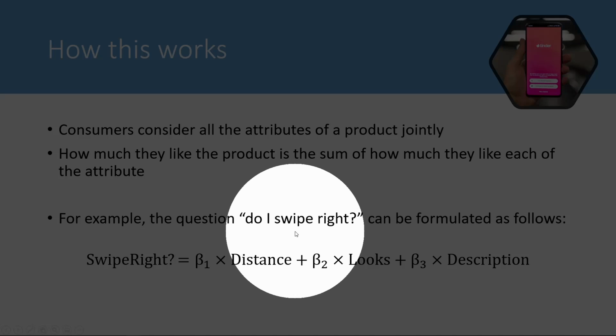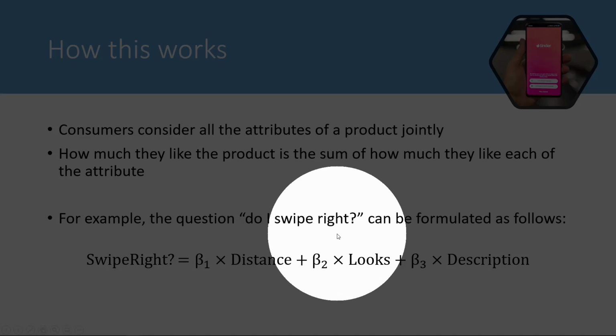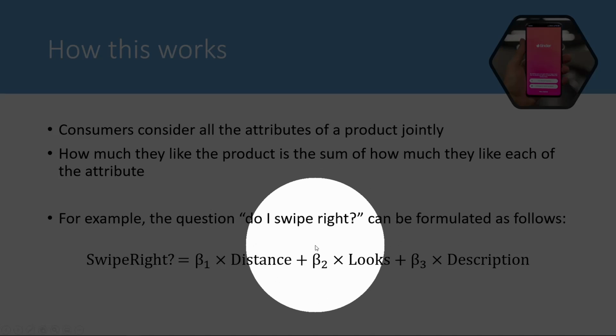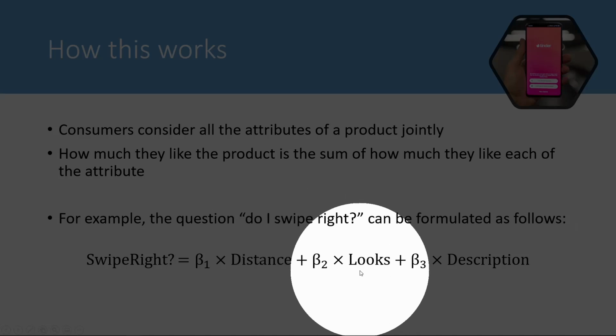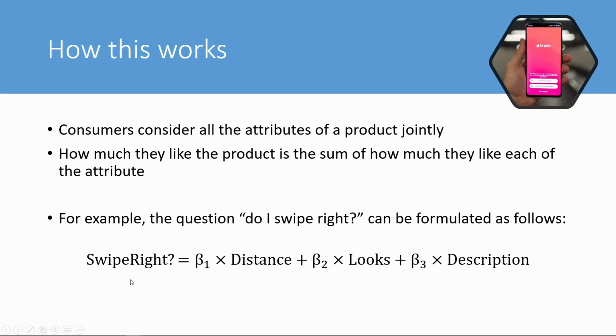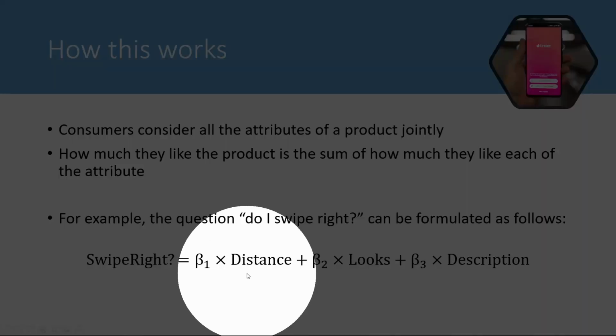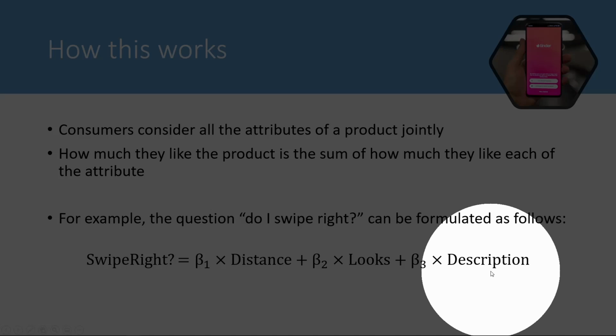So as you can see, when you swipe on Tinder, you give a bunch of y's. And then the x's, the inputs of your choice, is actually based on the information provided on Tinder. So it will be each person's distance, pictures, and their descriptions. So as you can see here, whether you swipe right is a function of distance, looks, descriptions, etc.